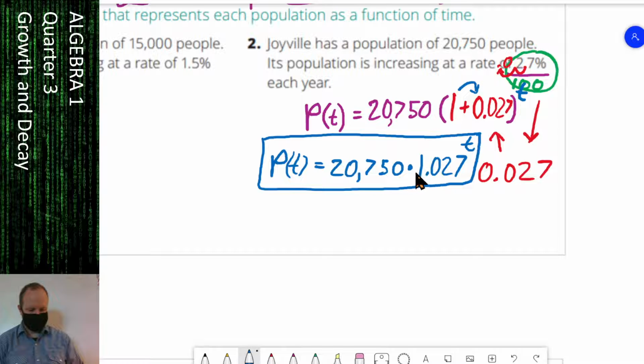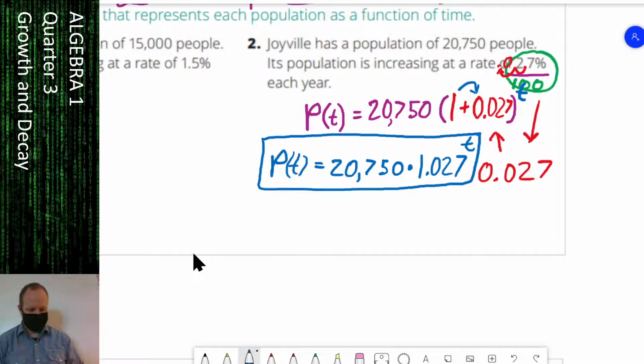And so if we multiply this by 1, nothing happens, right? 20,750 times 1 stays itself. We multiply by 1, so we've got the original population. And then if we multiply it times 0.027, that'll tell you how many people were added to it. If we do that once, that's 1 year. If we do that twice, it's after 2 years. And so all we have to do is plug in t for the number of years, and this will tell us how many people are projected to be living in that city.